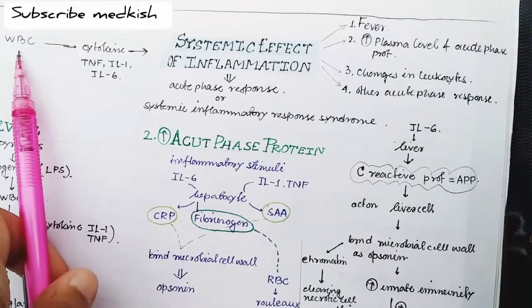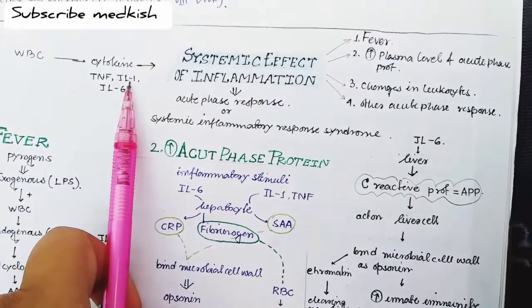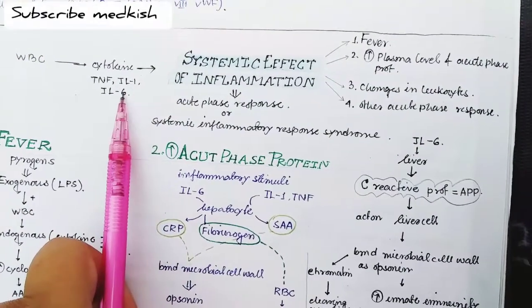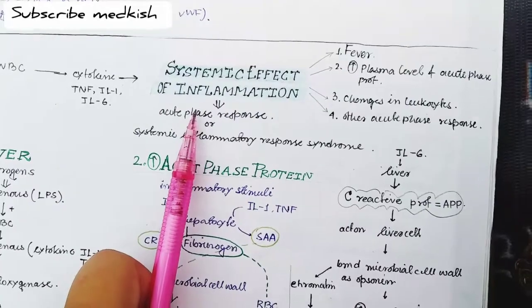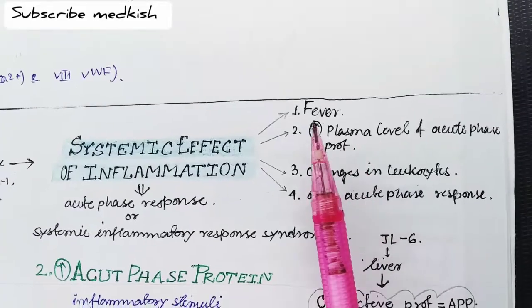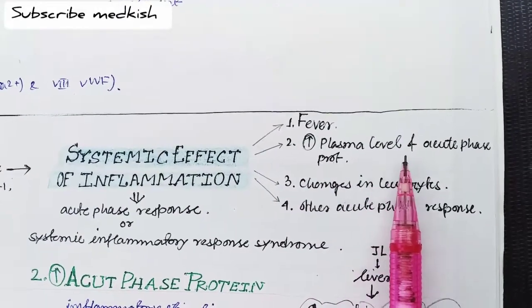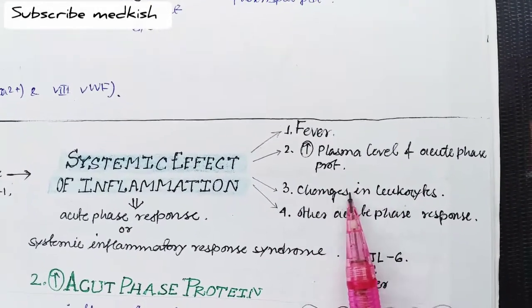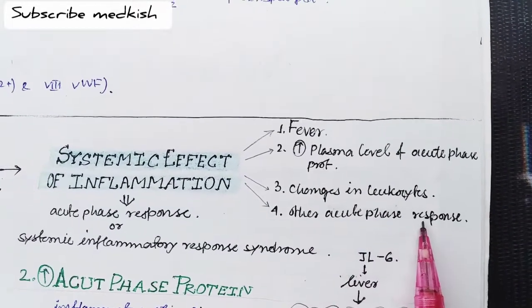In acute inflammation, WBC is activated and releases the cytokines TNF, interleukin 1 and interleukin 6, which cause the acute phase response. There are four acute phase responses. First is the fever, then increase in the plasma level of the acute phase protein. Third is the changes in the leukocyte, and fourth is the other acute phase responses.